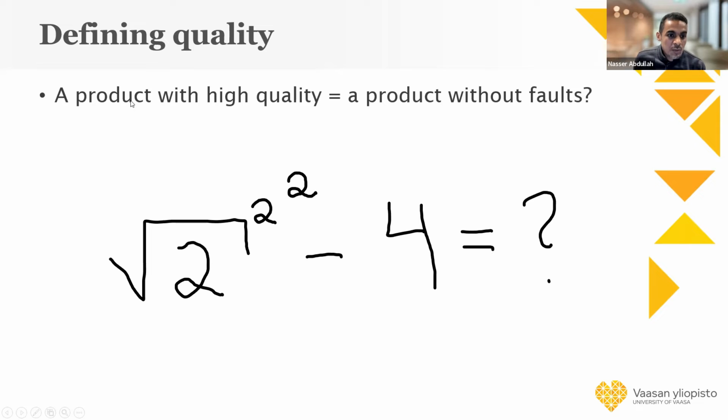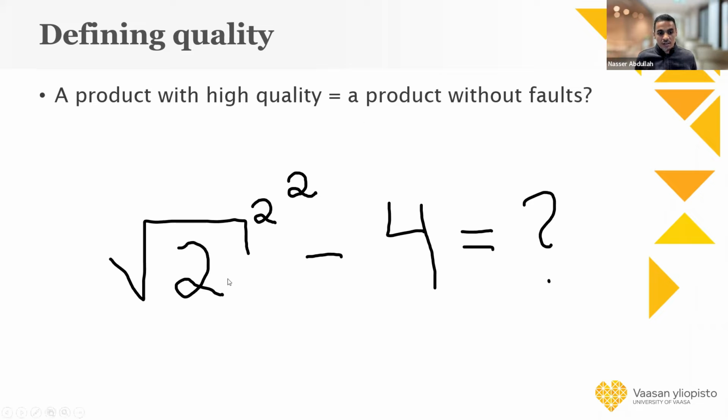I think it's okay. Maybe enough for your answer. I think he's correct. So this is to approve these things. A product with high quality is not necessarily without fault. Okay, maybe now you just calculate this one quickly.